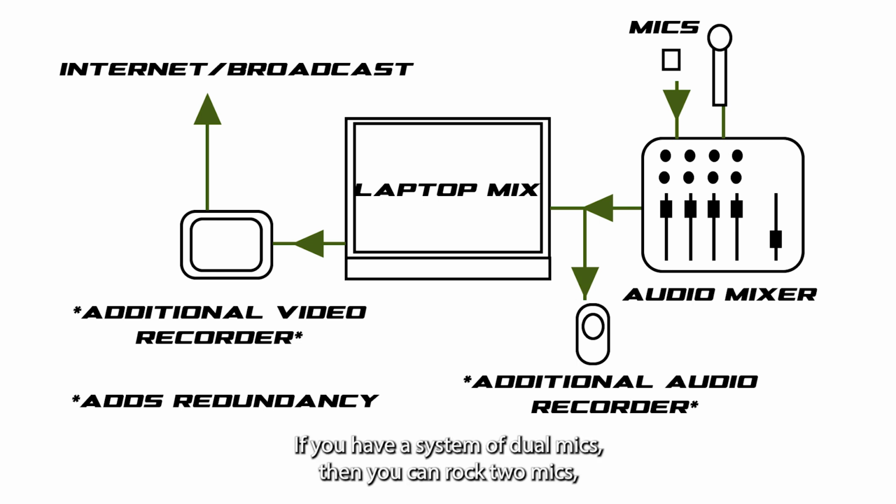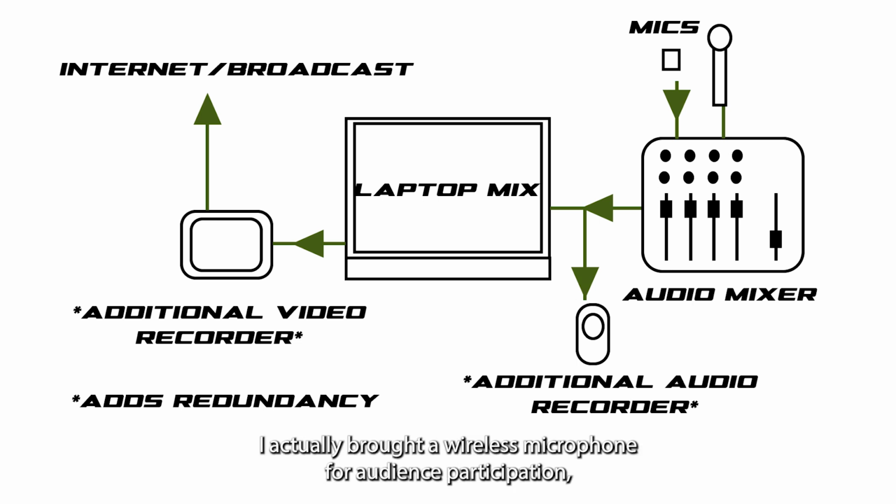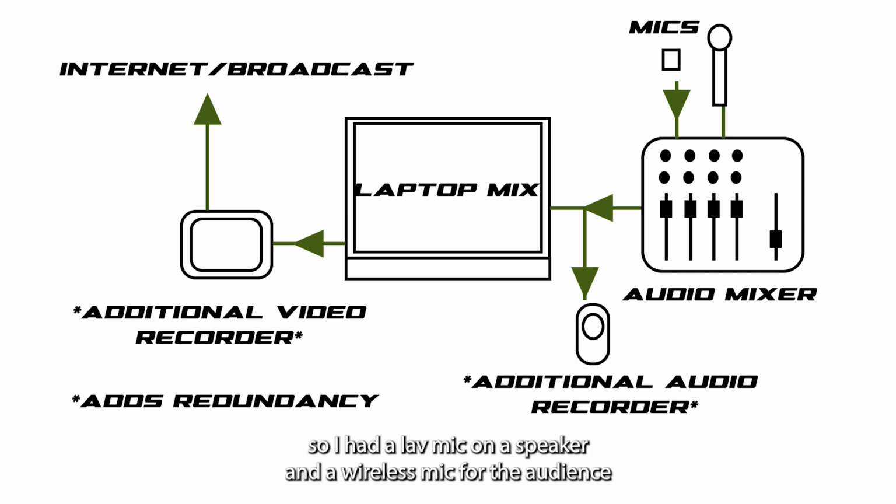If you have a system with dual mics, then you can rock 2 mics, but then you're definitely going to want a mixer and a recorder. In some situations, I actually brought a wireless microphone for audience participation. So I had a lav mic on the speaker and a wireless mic for the audience to ask questions. Those questions would get routed into the system, and also we'd have questions that the audience could ask via whatever chat system we were using.